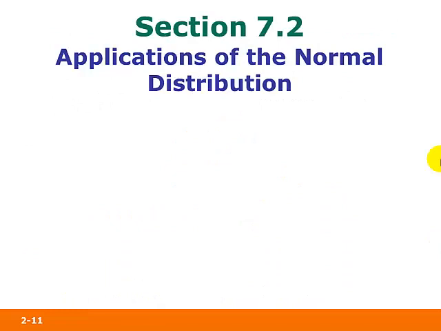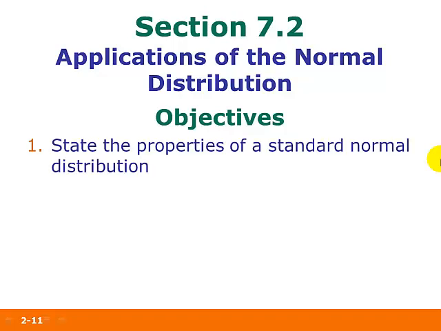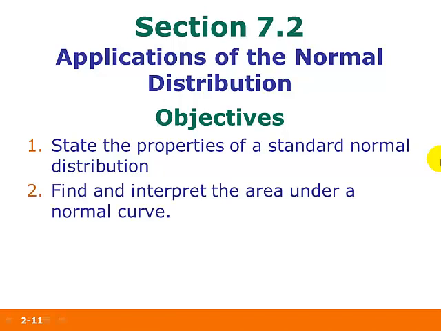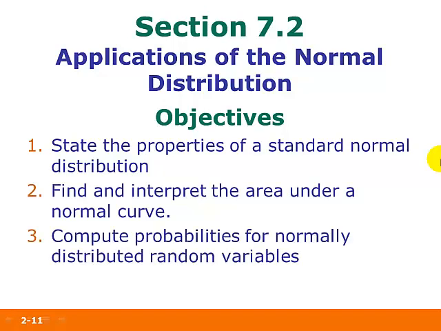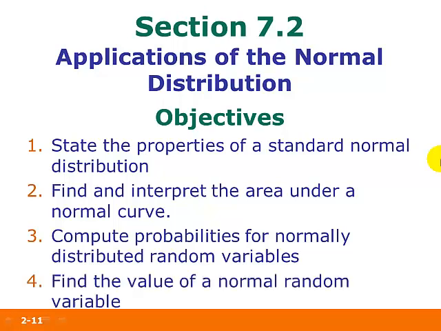Section 7.2 is about applications of the normal distribution. The objectives in this section are state the properties of a standard normal distribution, find and interpret the area under a normal curve, compute probabilities for normally distributed random variables, and find the value of a normal random variable.